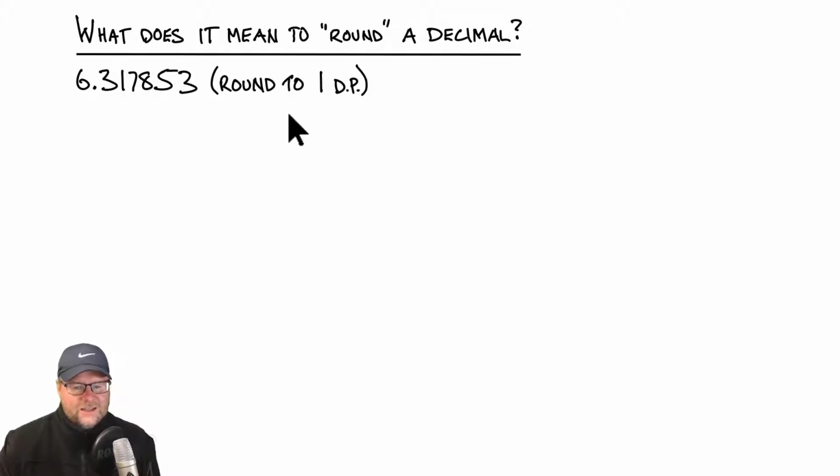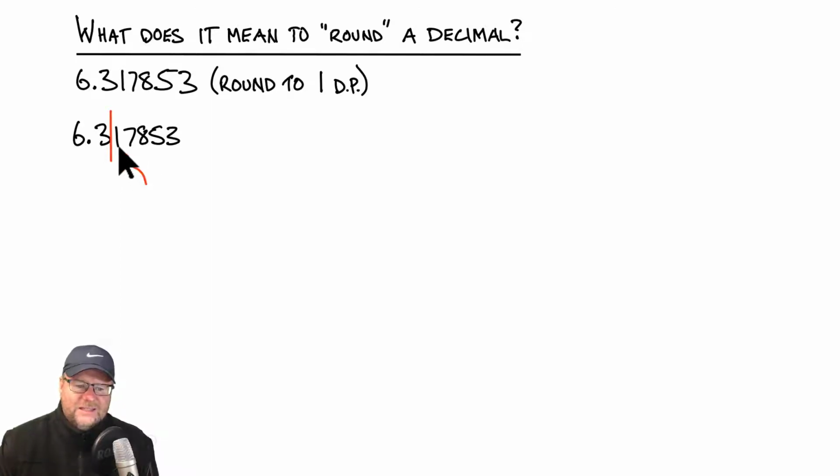So we're being asked in this case to round this decimal to one decimal place. If you see these letters, DP, it stands for decimal place. So we are going to chop this decimal after the first decimal place. Starting from our decimal point, we're going to keep one decimal place. So we're going to chop it after one number after the decimal.